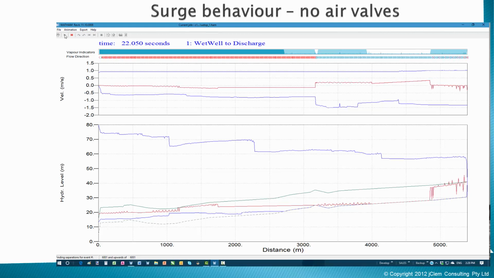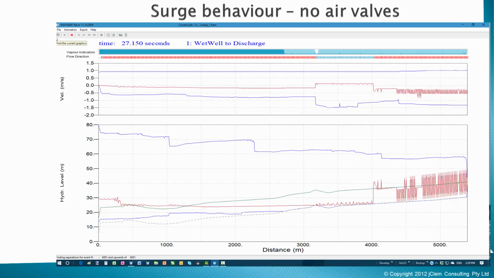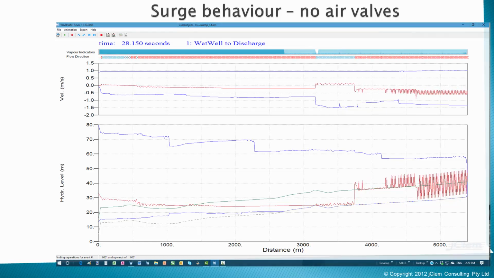This pattern continues until 20 seconds into the simulation when the pressure wave reaches and reflects off the discharge manhole at the end of the pipeline. Pump stop has vaporized a large downstream portion of the pipeline, making this an unacceptable design option. We engineers have lost control of the fluid.